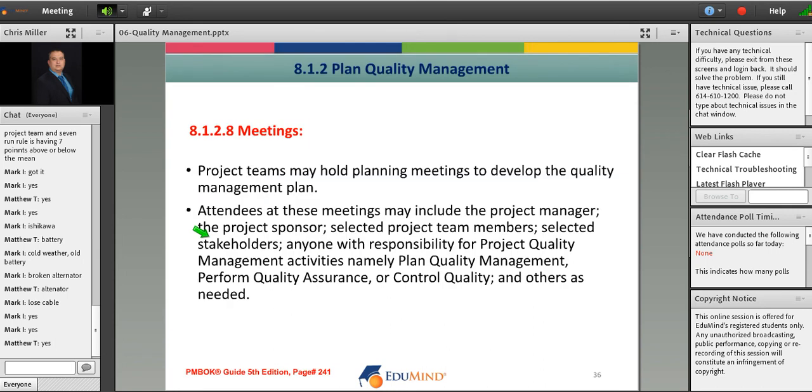All right, so meetings we've seen over and over, right? Project teams hold planning meetings to develop the quality management plan, because you want to plan quality, not inspect it.